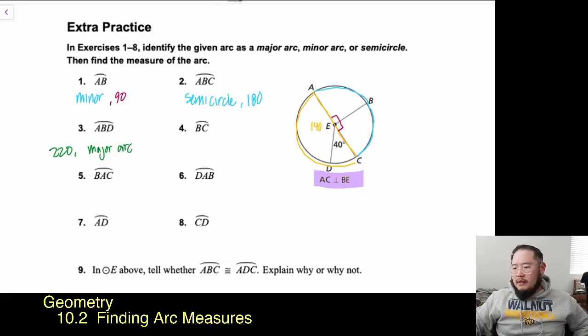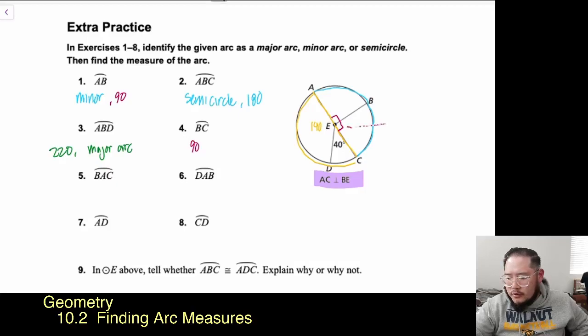Going next to number 4, arc BC. We did see from problem number 1, looking at the highlighted information in purple, that AC is perpendicular to BE. So based off of the central angle, that arc measure will be 90. It's opposite of this 90-degree angle right here. So we have, once again, a minor arc.